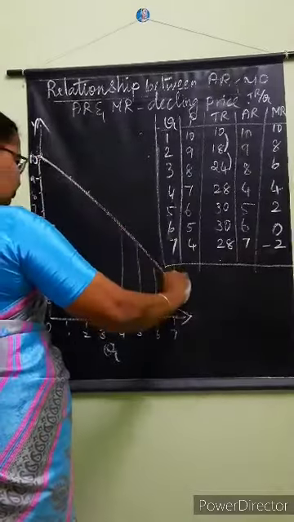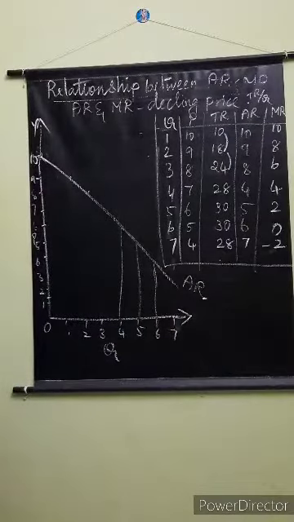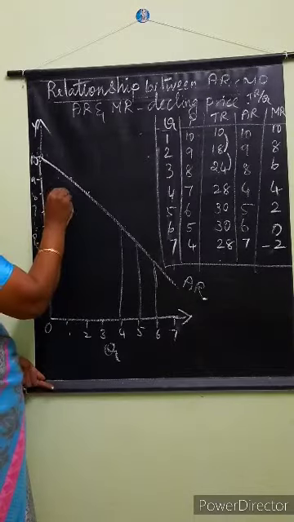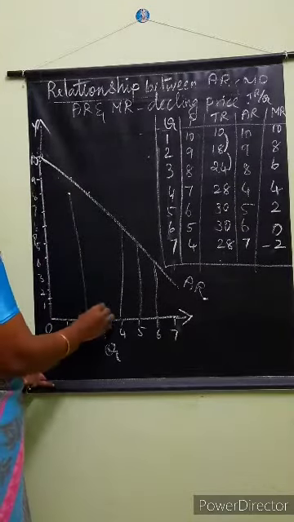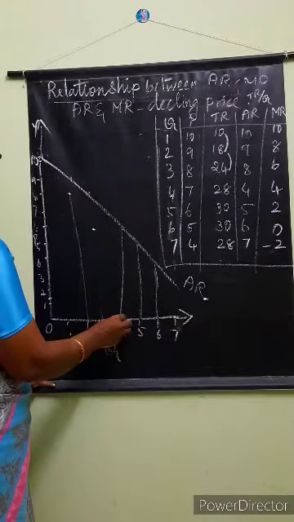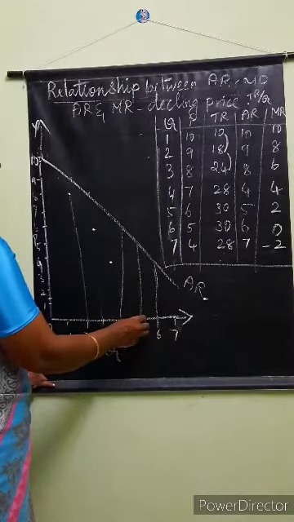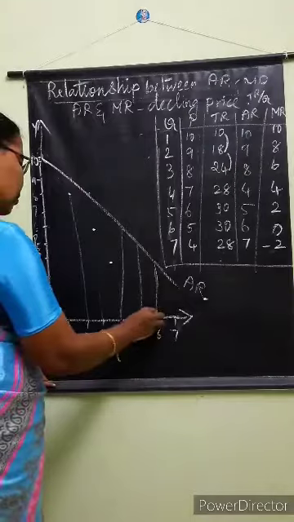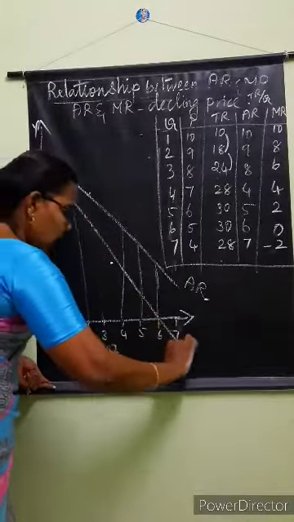Draw a curve, you will get the AR curve like this. MR curve போடுறேன் இப்போ. First one 10. Second 8. 2 க்கு நேர 8. 3 க்கு நேர 6. 4 க்கு நேர 4. இதான் 4. 5 க்கு நேர 2. 6 க்கு நேர 0. 7 க்கு நேர -2 வந்து. So MR curve போட்டேனா you will get the curve like this.